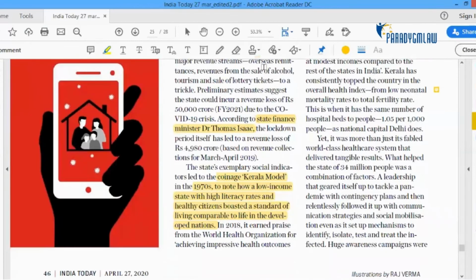So these two paragraphs are giving us background information on why Kerala seemed to be more prepared than other states in India. Now here the author is talking about the fabled world-class healthcare systems that Kerala boasts of. So let's read that.